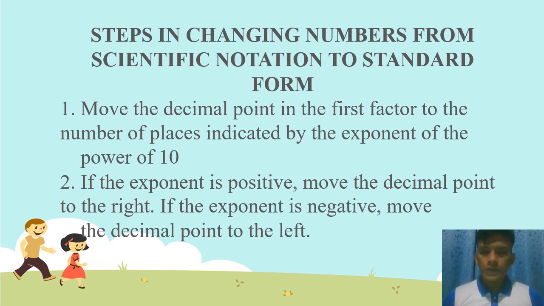Steps in changing numbers from scientific notation to standard form. Step 1. Move the decimal point in the first factor to the number of places indicated by the exponent of the power of 10. Second step. If the exponent is positive, move the decimal point to the right. If the exponent is negative, move the decimal point to the left.